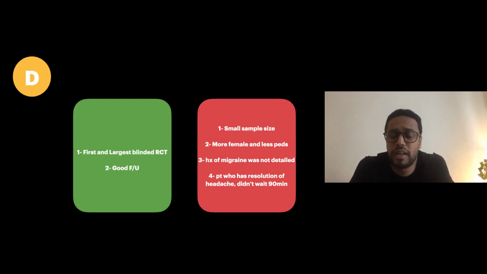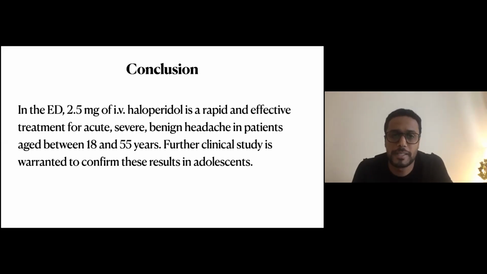The history of migraine, though reported in a high number, they didn't detail it. They didn't say how frequent their migraines were, what medication they were taking, or how frequently they visit their neurologist for that. And those patients who had a resolution of headache within 60 minutes did not continue with the study and did not wait for 90 minutes.